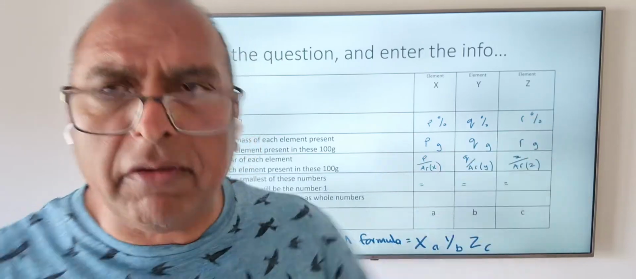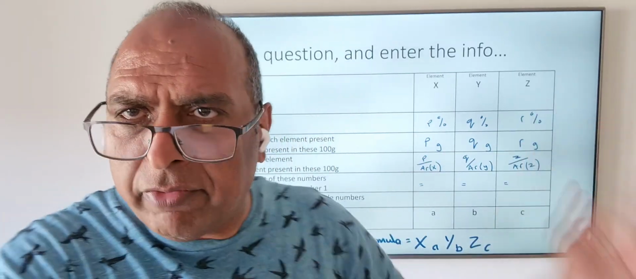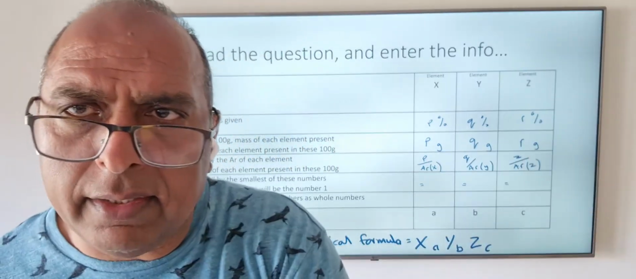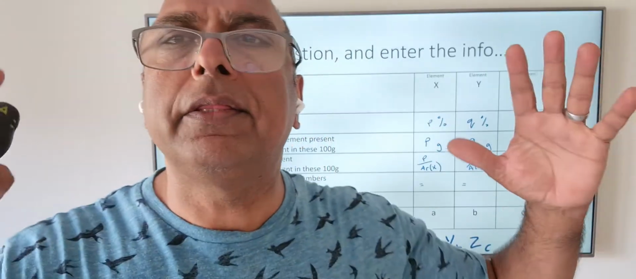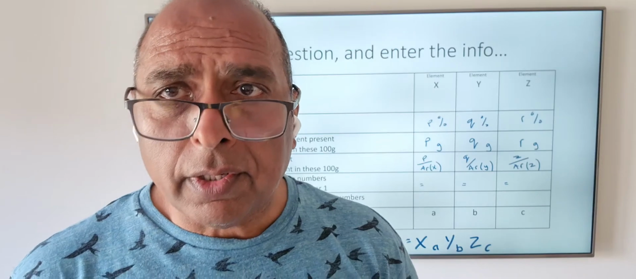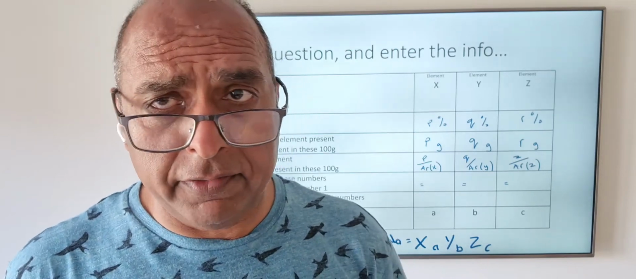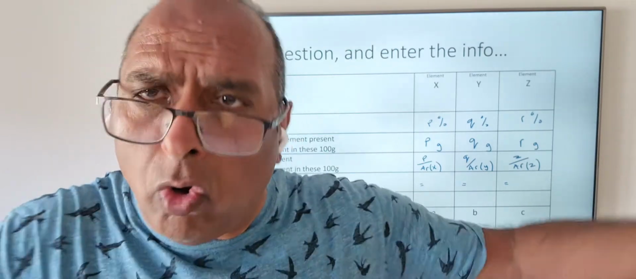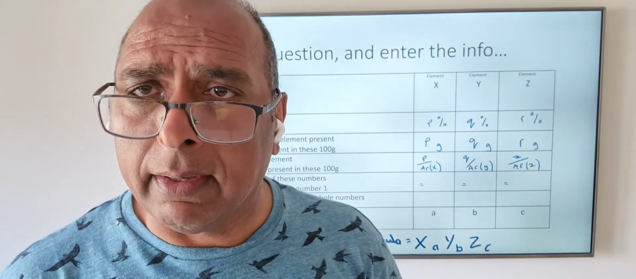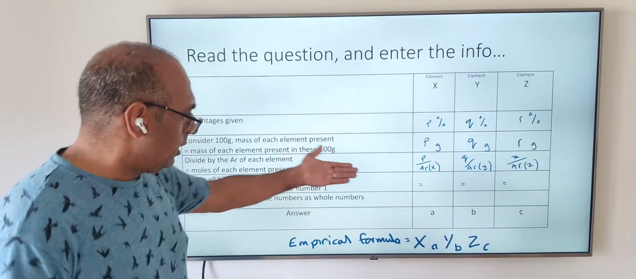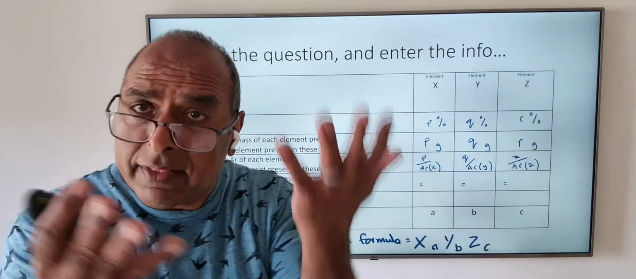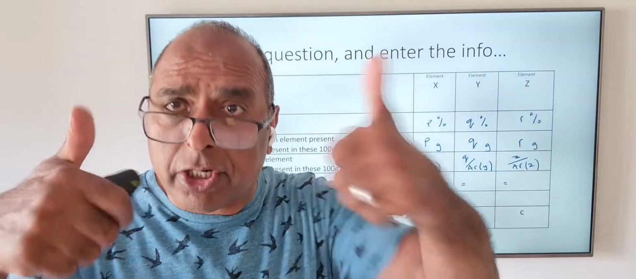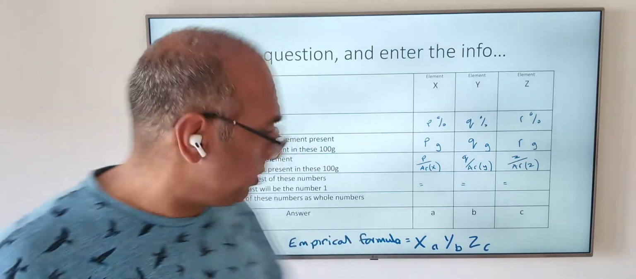And that keeps the ratio. If the ratio's 3 to 6 to 9, if you divide by 3, you get 1 to 2 to 3. The ratios are preserved when you divide all the numbers by the same number. So don't worry, the division by the smallest, divide them all by the smallest, that will still keep the ratio correct and it will not mess it up.